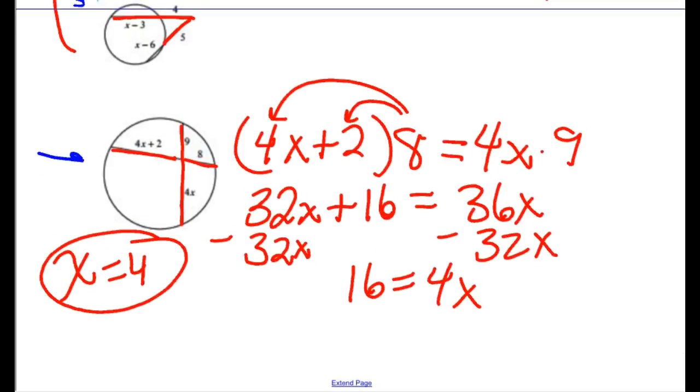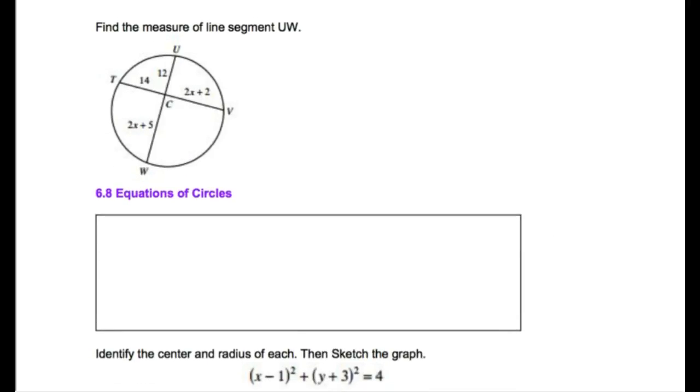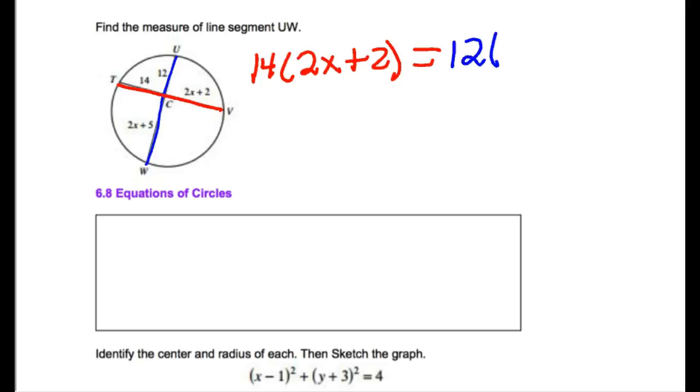Next up, let's see what we've got next. One more of these, and then section 6.8, sorry. Find the measure of the line segment UW. So I'm going to get this whole segment. In order to get that, I need to get X. In order to get X, I need to chop that blue one into two pieces, chop the red one into two pieces, and set the products equal. So I do the piece of the red times the other piece on the red is equal to piece on the blue times the other piece on the blue.